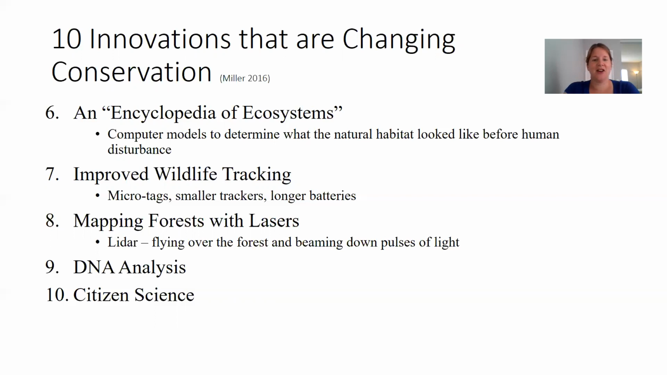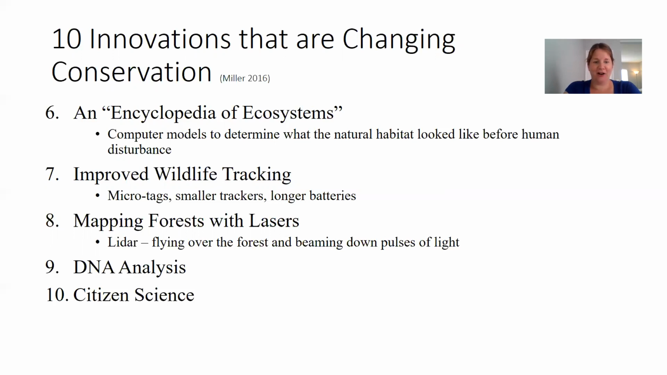This is a way to look at, based on the data that's available, what the natural habitat would look like before human disturbance, which is good to know if you're trying to use that as a baseline for conservation. And then number 8, they have mapping forests with lasers.